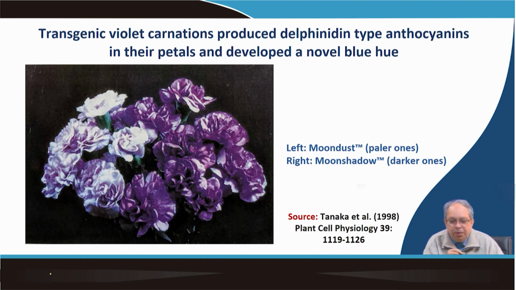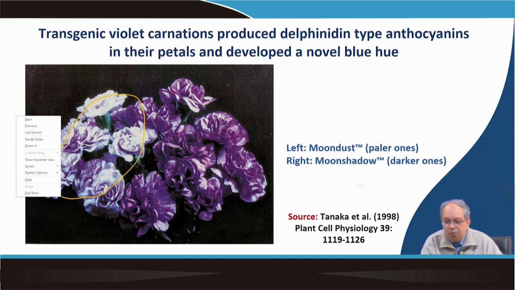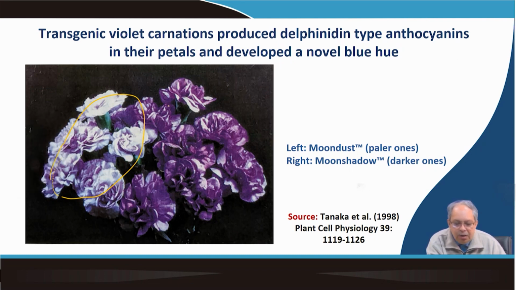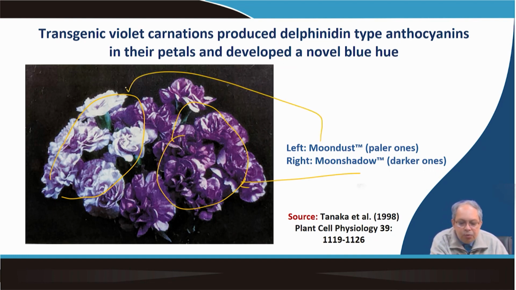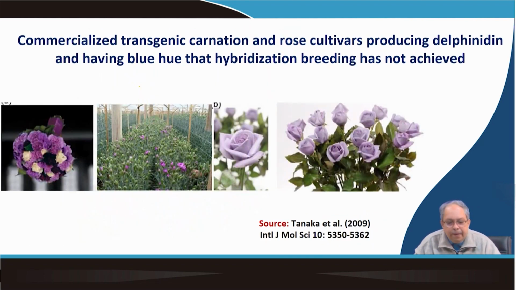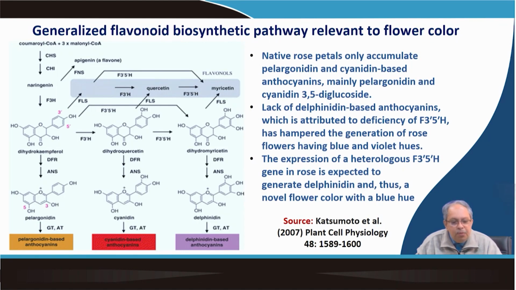This is because they have transferred F3'5'H, and there are two varieties. The left one is the paler one, which is called Moondust, and this one is the darker one, which is Moonshadow. With further advancement it was possible to make some blue hues in this carnation as well as in rose, which was not possible by traditional breeding.